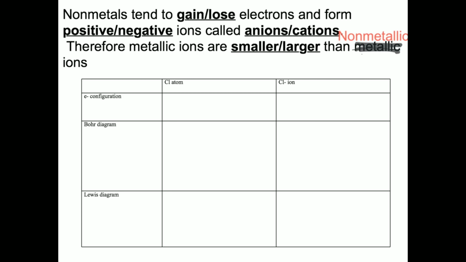Nonmetals do the opposite of metals. Nonmetals tend to gain electrons, making negative ions, also known as anions. This makes them larger because they are gaining.